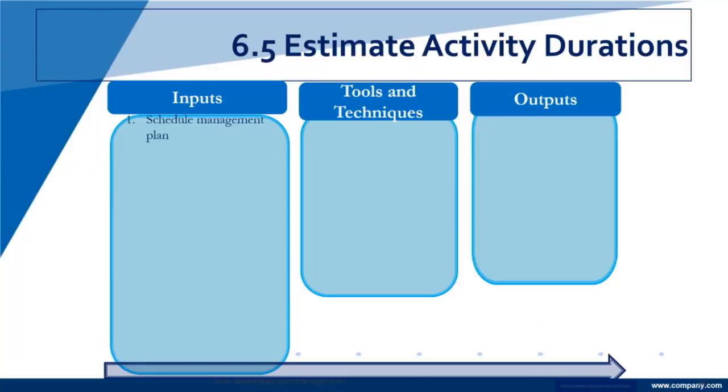The enterprise environmental factors. Estimate activity duration. We're going to look at how we can know how long an activity would take. And we take information from various things, as we always do in every process. We're going to get our inputs, we're going to use our tools, we're going to get our outputs. So our schedule management plan is where we start, because it tells us how we're going to be doing this. It sort of outlines the process. Then we get our activities list, what it is we're trying to do. Remember, the activities list is based on the work breakdown structure. So what are we trying to do? How are we trying to do it?